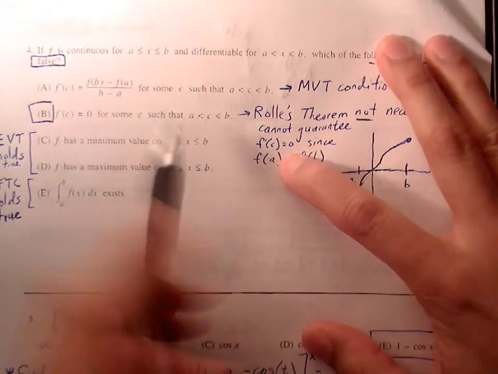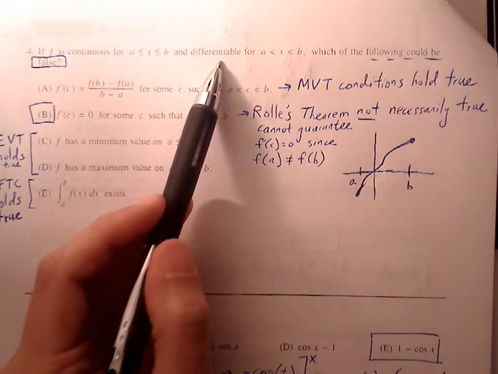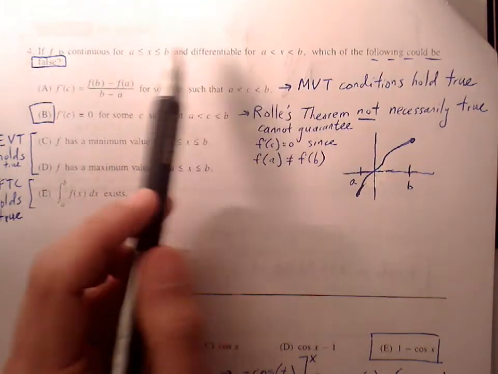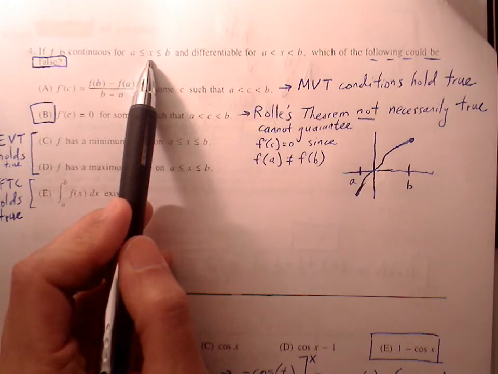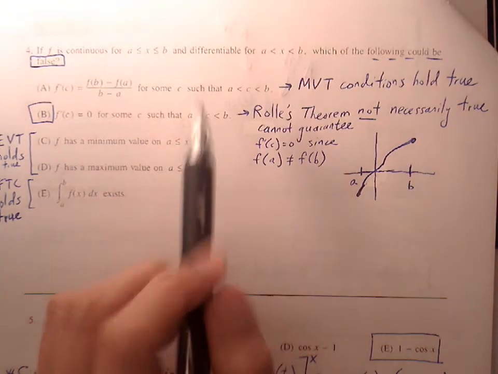Okay, number 4. A function is continuous between a and b, and differentiable between a and b. So continuous means no breaks in the graph, and differentiable means a smooth curve. Which of the following could be false?